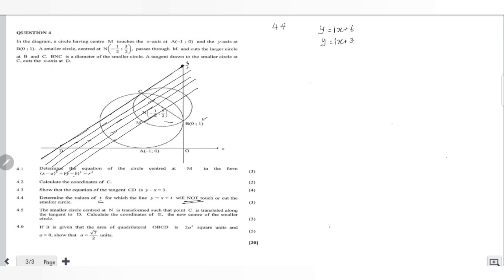Yes, because it's touching how many points? 2 points. Okay, now the next one is what? Touching 1 point is at B. See, at B. At B, what is the t value? Do you know the equation of this line?